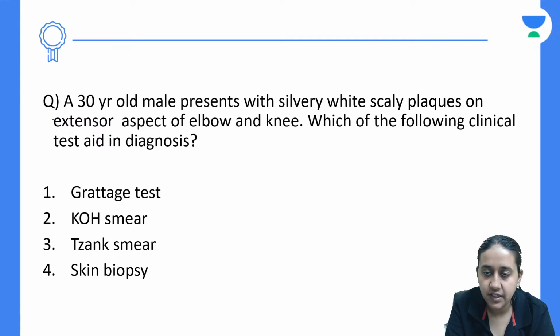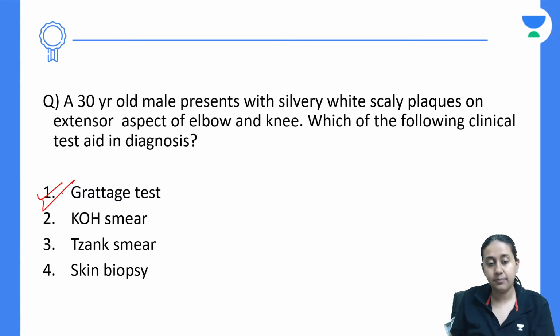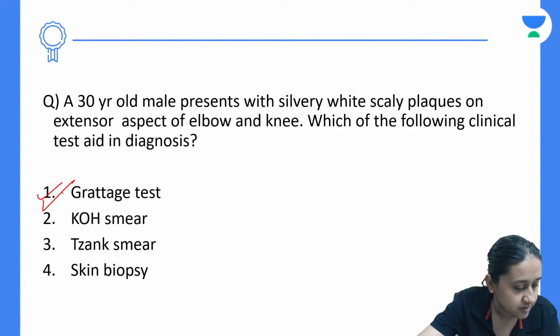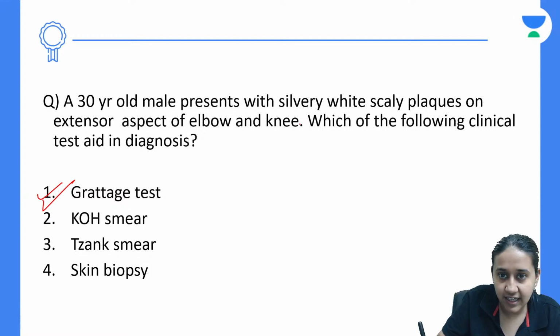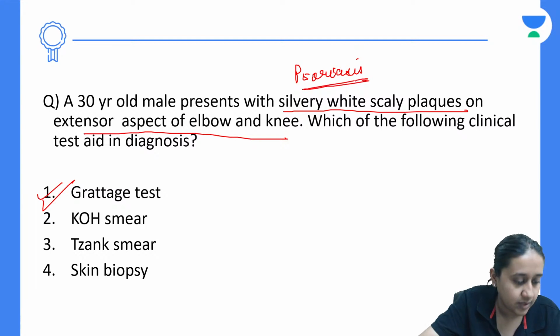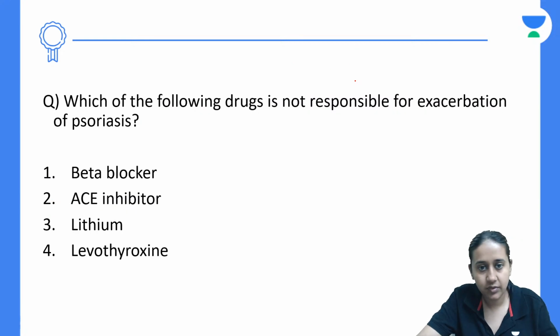A 30-year-old male with silvery white scales on the extensor aspect of the elbow. Which of the following clinical tests will aid in the diagnosis? Anyone? Very nice. The answer is Auspitz sign, which is also known as the Grattage test, because step 1 of the Auspitz sign is you will use a glass slide and you will rub the lesion. See, silvery white scales on the extensors means we are dealing with a patient of psoriasis. So please remember, Yogesh, it is not tinea, it is psoriasis. Tinea is the disease of flexures, while psoriasis is the disease of extensors. Next.